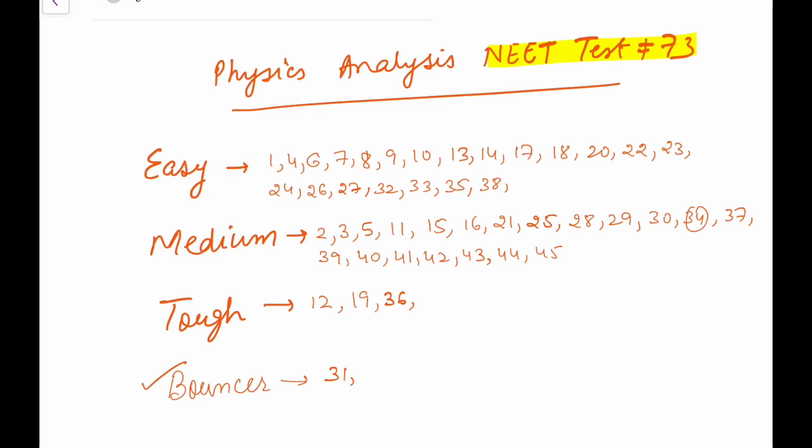The one question I have termed a bouncer because this concept is not expected to be known by you at this level. Question number 34 has some flaw. Question says something x where the solution has taken something else. So going by this, there are tough and bouncer, four questions.